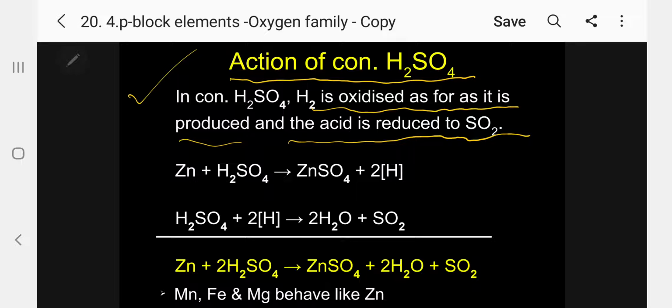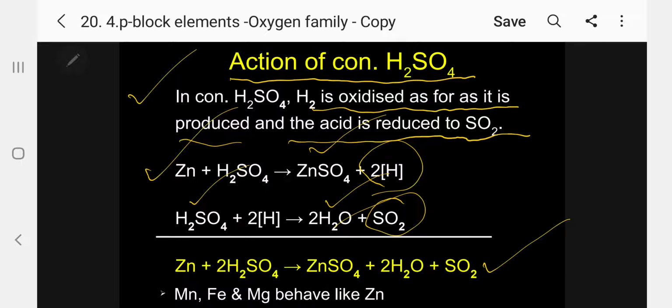Suppose if you use concentrated sulfuric acid, what will happen? Zinc, for example: zinc sulfate and nascent hydrogen are produced, and the excess sulfuric acid further oxidizes this hydrogen into water, and sulfur dioxide is produced. So this is the final equation: zinc plus 2 moles of sulfuric acid gives zinc sulfate, 2 moles of water, and sulfur dioxide. That means no hydrogen is produced. Please keep it in mind. Concentrated sulfuric acid will not produce hydrogen.